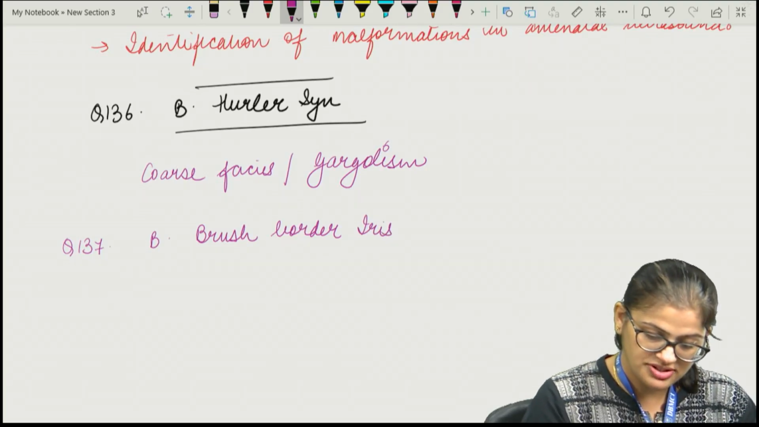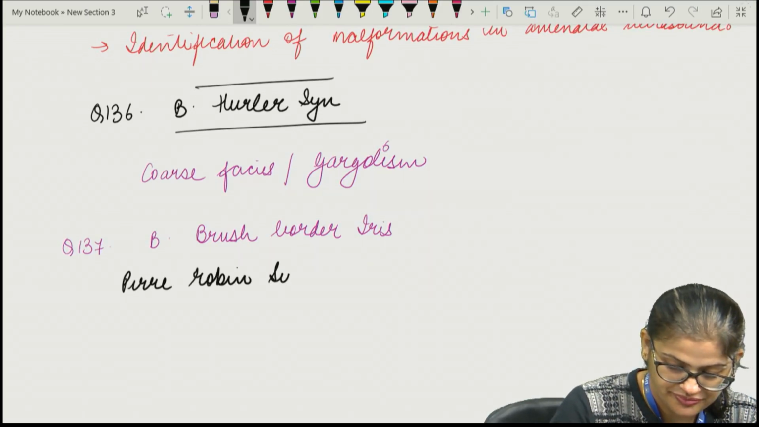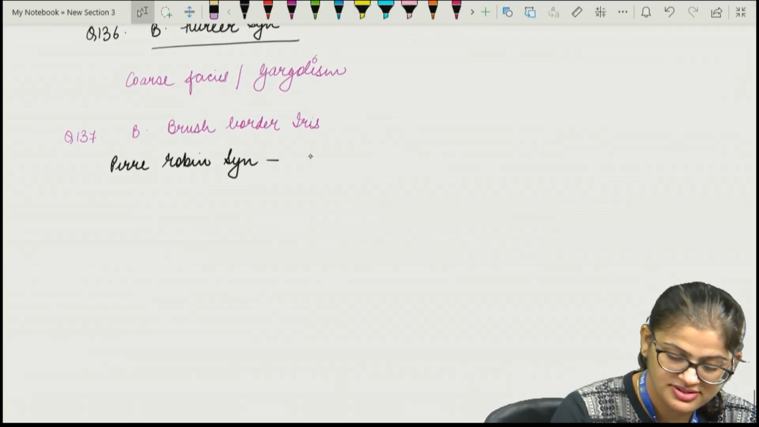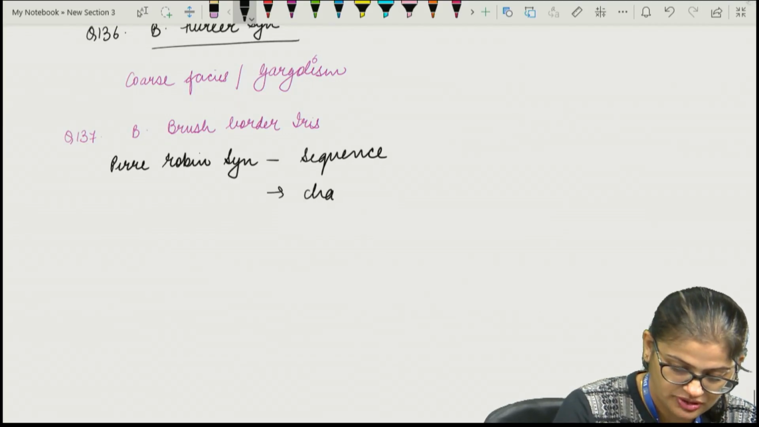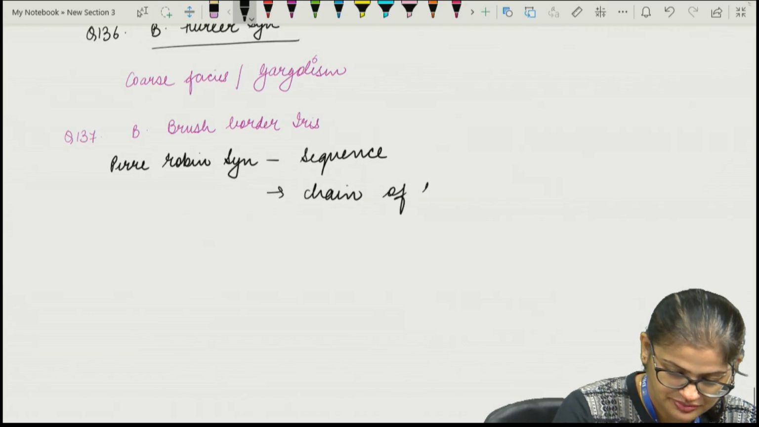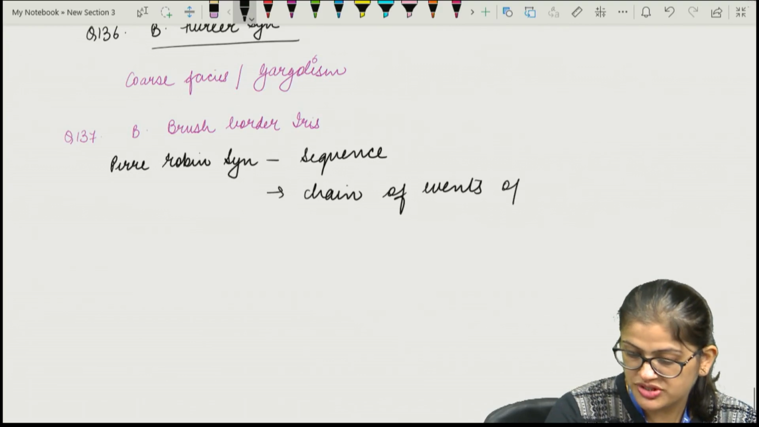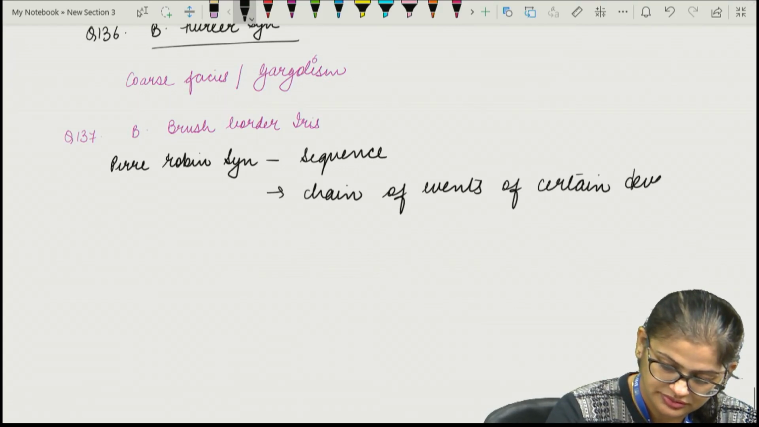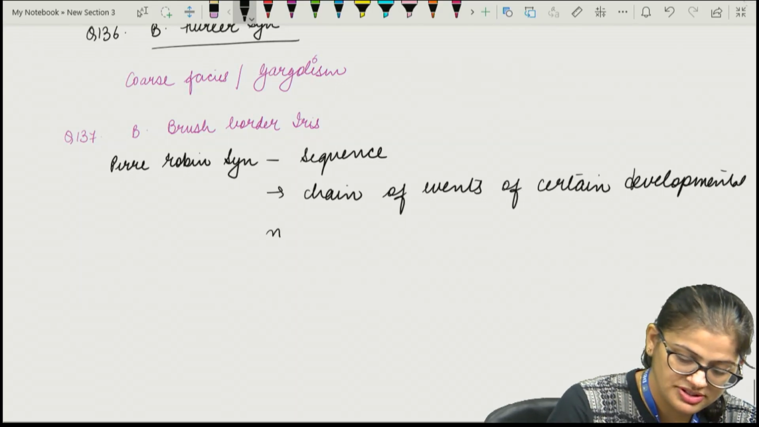So Pierre-Robin's syndrome is a sequence. So what do you mean by sequence? A chain of events of certain developmental malformations entailing the next.